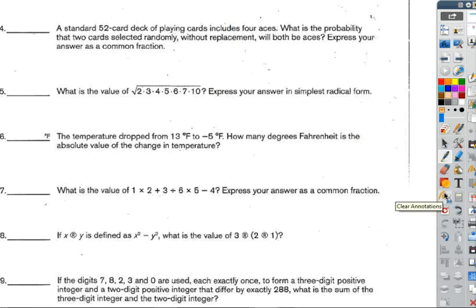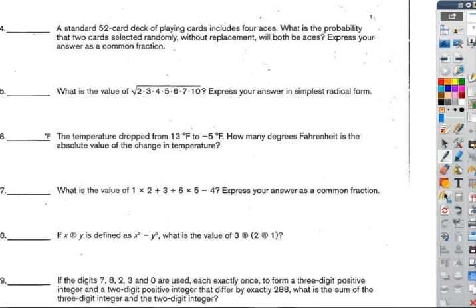I really enjoy this next problem. What is the value of the square root of 2 times 3 times 4 times 5 times 6 times 7 times 10? And express your answer in the simplest radical form. Now, you're going to have to fight the urge to multiply those numbers together because, quite frankly, that's going to be a big waste of time. And then you have to reduce it. The best thing is you really want prime factorization. That's right. Remember prime time?